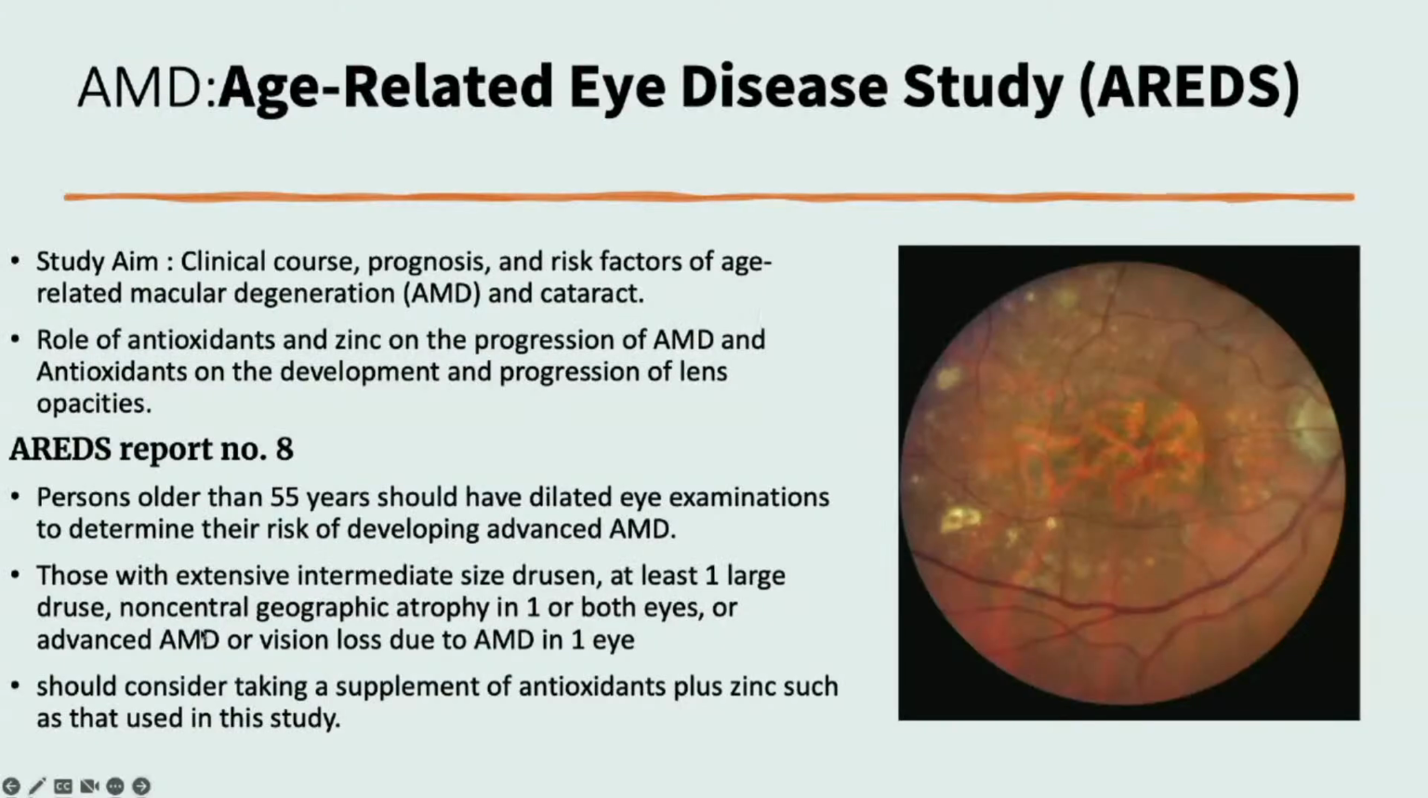Now, who said that we should be treating these patients is this particular report, the AREDS report number 8. It said that if you have a patient who's older than 55 and who has at least one large drusen, or if he has a non-central geographic atrophy, or if he has intermediate sized drusen in both the eyes, or if he has large drusen in one eye and presence of severe AMD in the other eye, these are the patients that we should be considering treatment.